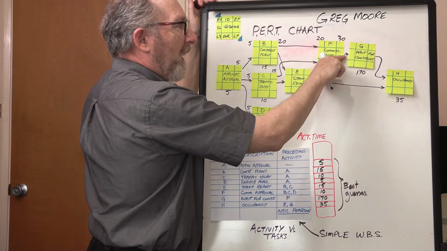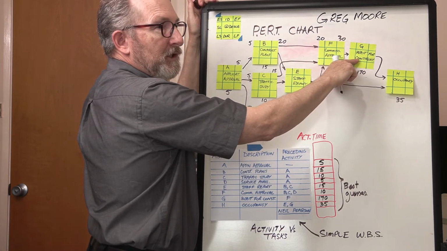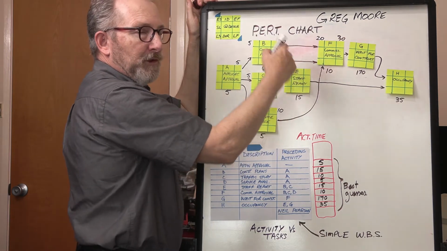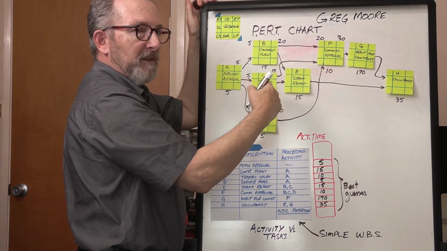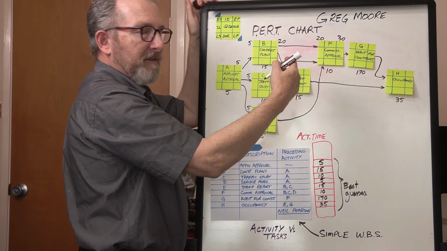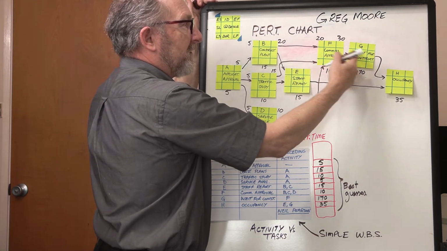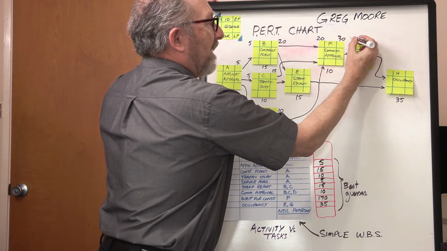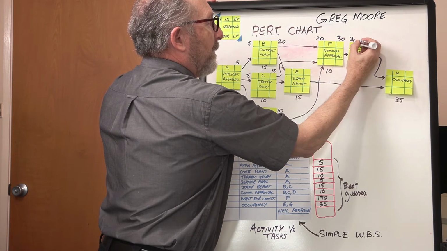There's only one thing feeding into activity G, so we don't have to do like I just did. I don't have to look at it and say we need the largest out of the 3. There's only one activity preceding it, so this is going to have an early start of 30.